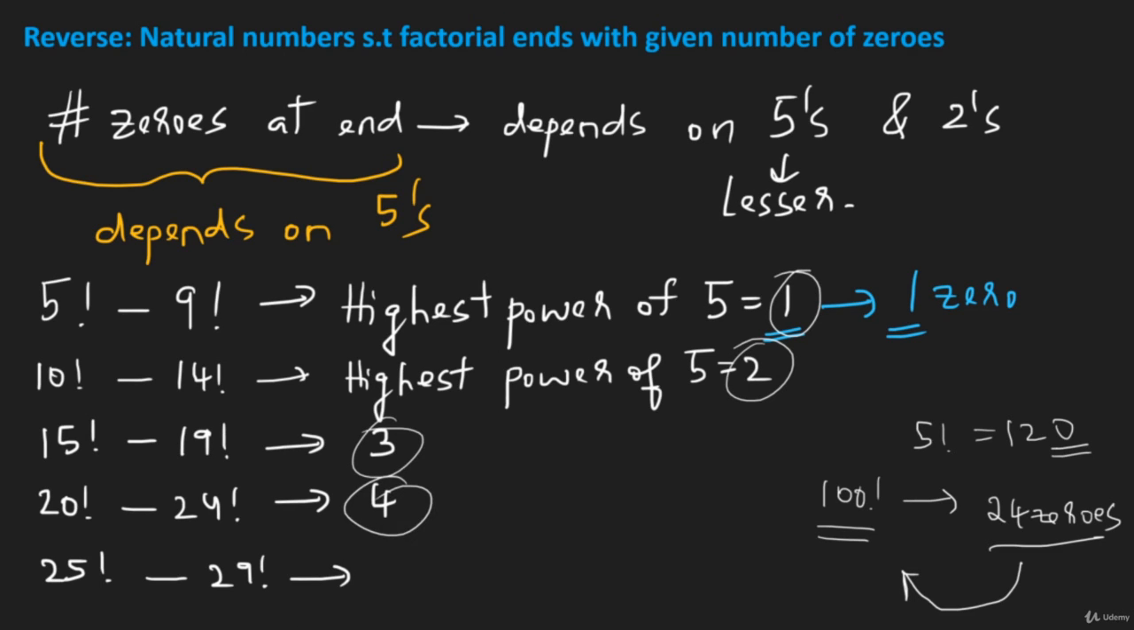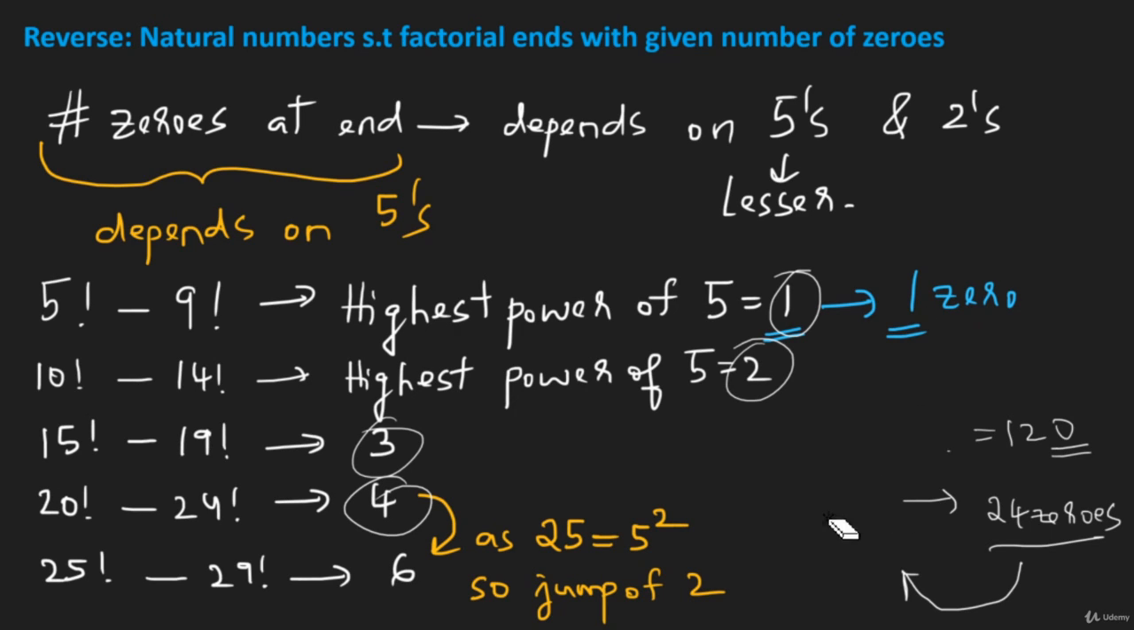We might feel to write 5 over here, but in the numbers 25 factorial to 29 factorial, the number of 5s or the highest power of 5 is 6. It's not 5, it's 6. So we can see that from 4 to 6 there is a jump of 2. That's because 25 is equal to 5 square. Alright. So let's see that.